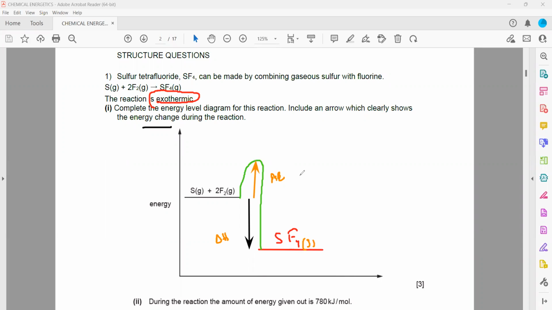So this is worth 3 marks. One mark is for drawing the arrow correctly, and the direction of the arrow is also important. For an exothermic reaction, the first mark is for the position of the product, which should be below the reactant. The second mark is for labeling the product. If you write SF4, it's fine. If you write SF4 and its state as well, that is also fine. And the third one is the direction for the energy change arrow, which will point downward.